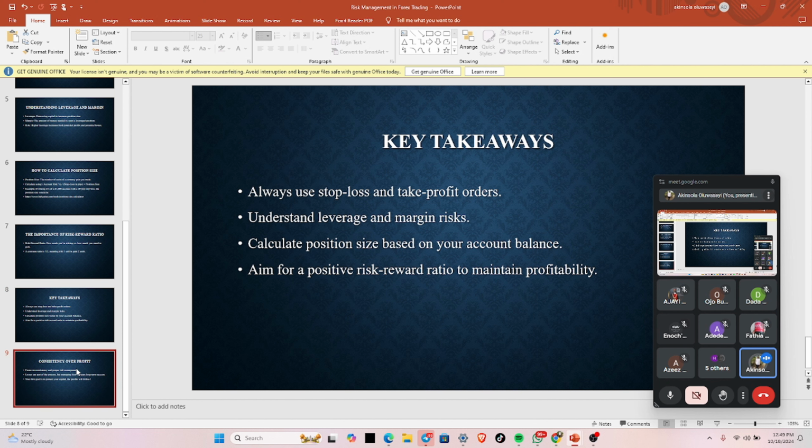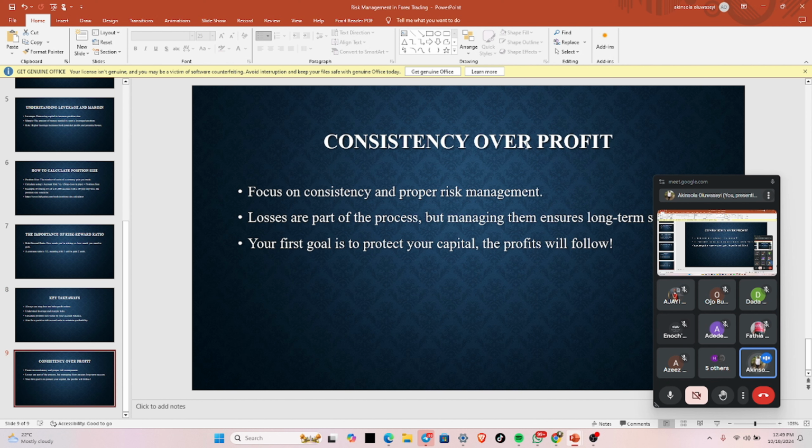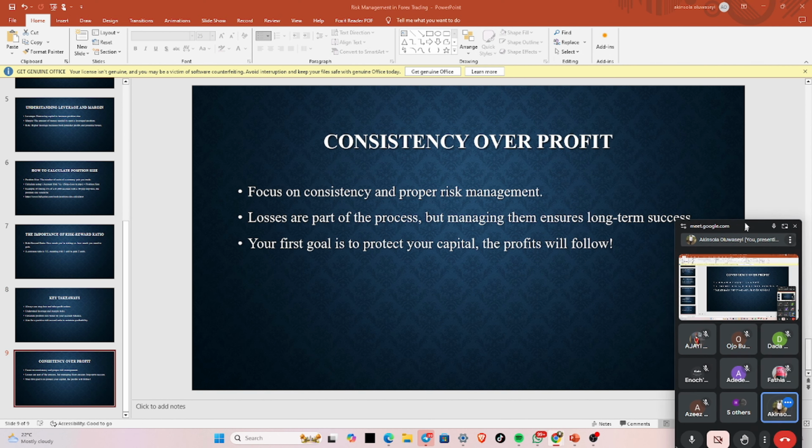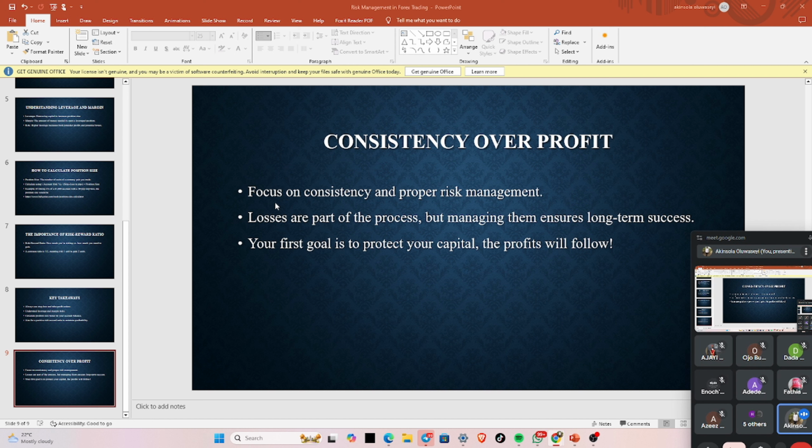Now, last on the list, consistency over profits. What does that mean? Make sure you focus squarely on consistency and proper risk management, because that is the only way you can make a good fortune out of trading itself. Now, losses, take note of this. Losses are part of the process, losses are part of the game, but managing them ensures long term success.